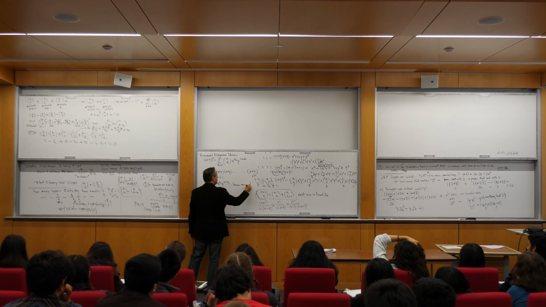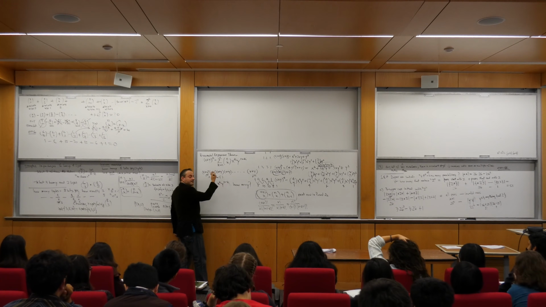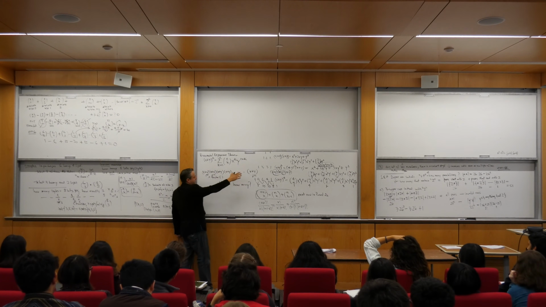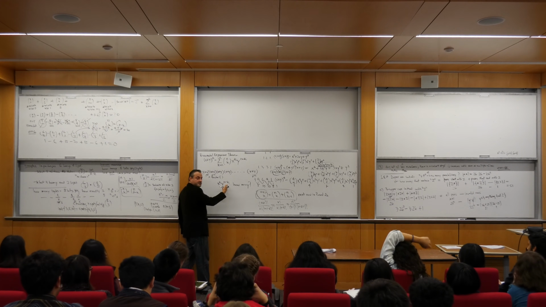When I open all parentheses, how many times am I going to get x times x times x, k times, and y times 1 times y, minus k times?